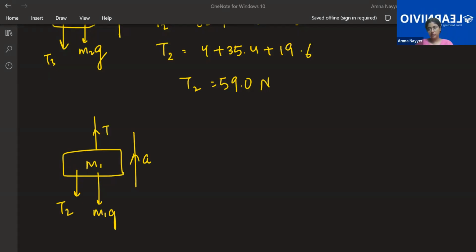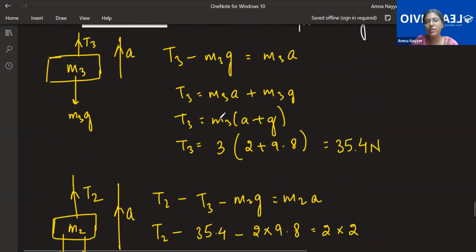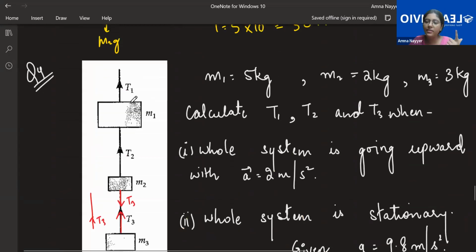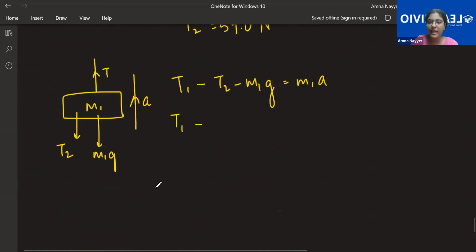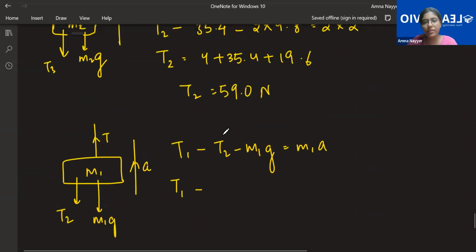T1 minus T2 minus M1G is equal to M1A. Yes, very good. Equal to M1A. So T1 minus T2. In this question, in some of the books, you will find that directly from T1. I'll explain that part, because if you're practicing from somewhere like NCERT, you can get confused. I'll just tell you that.